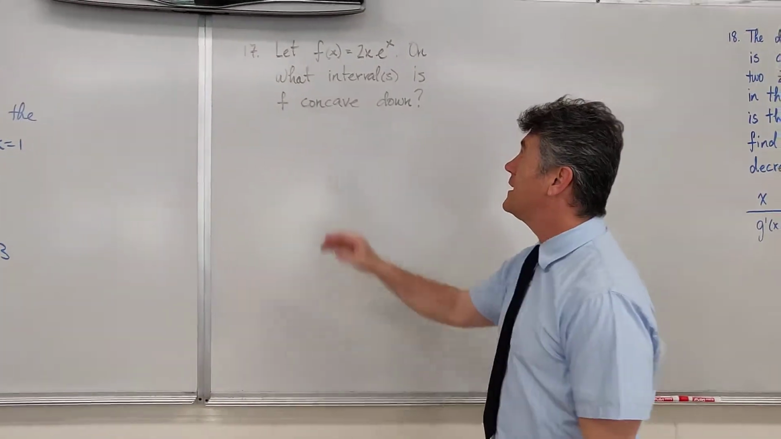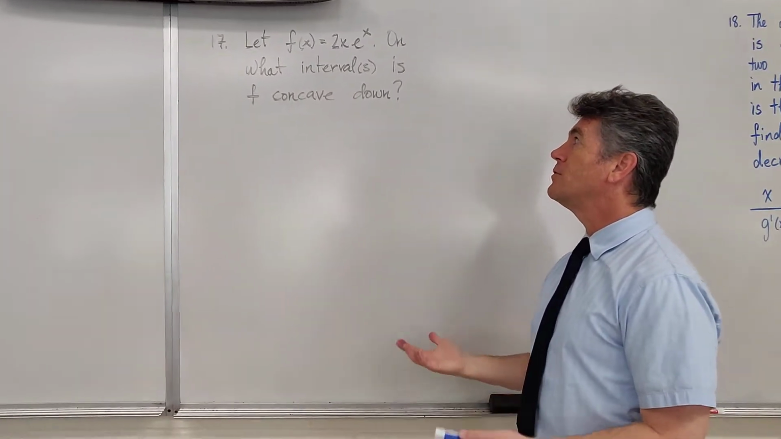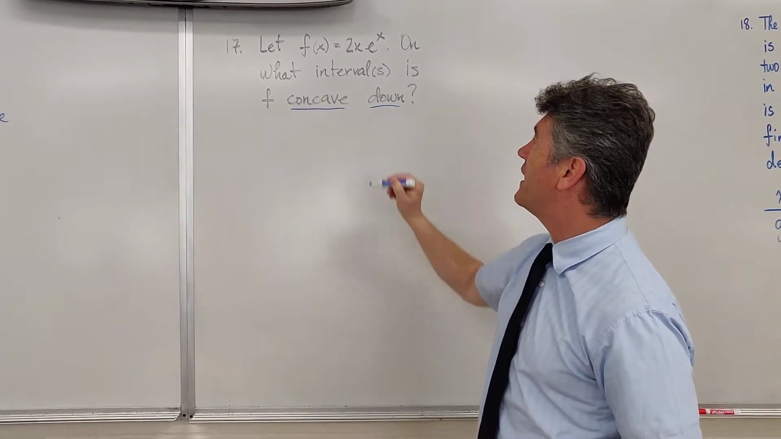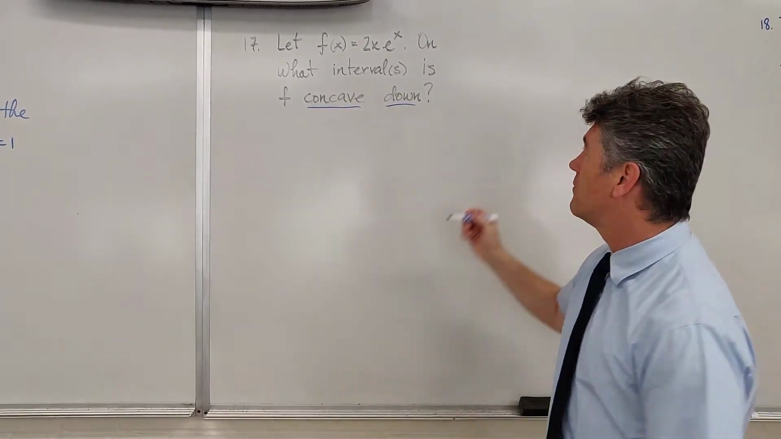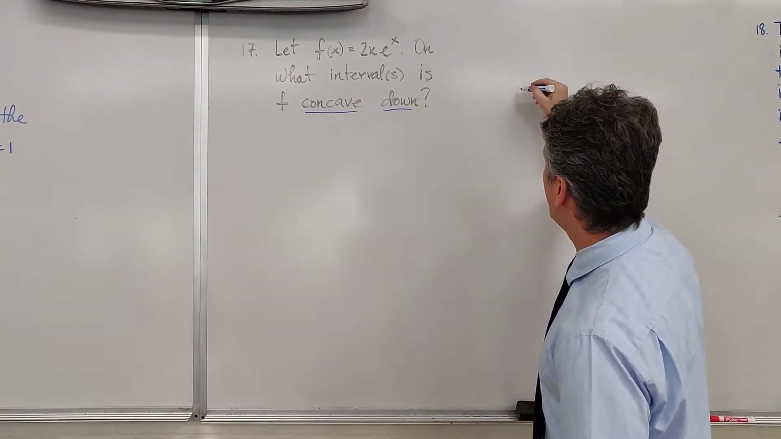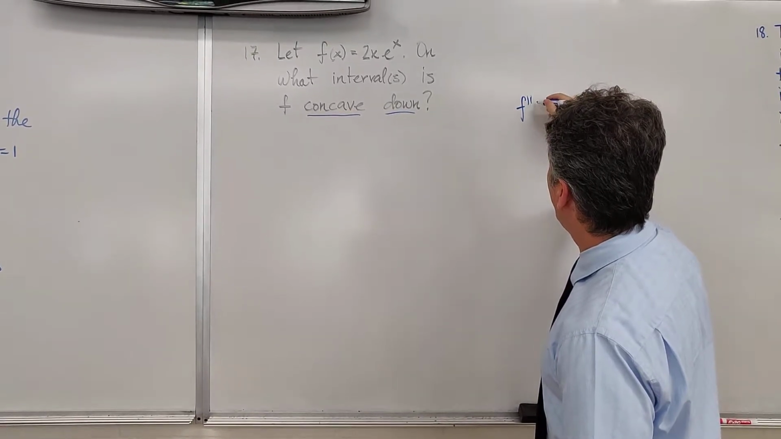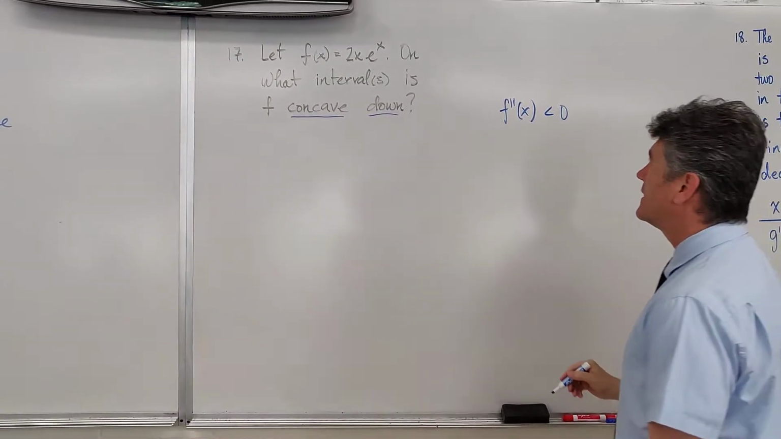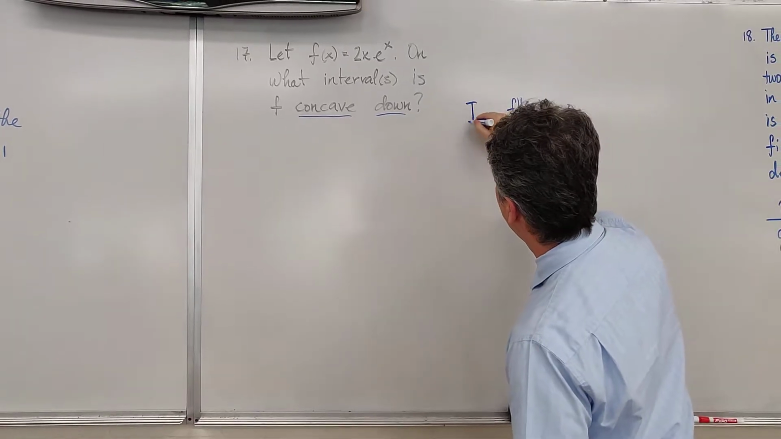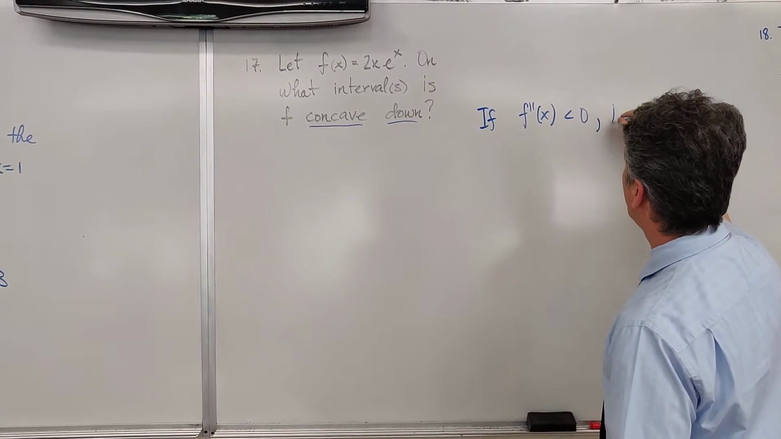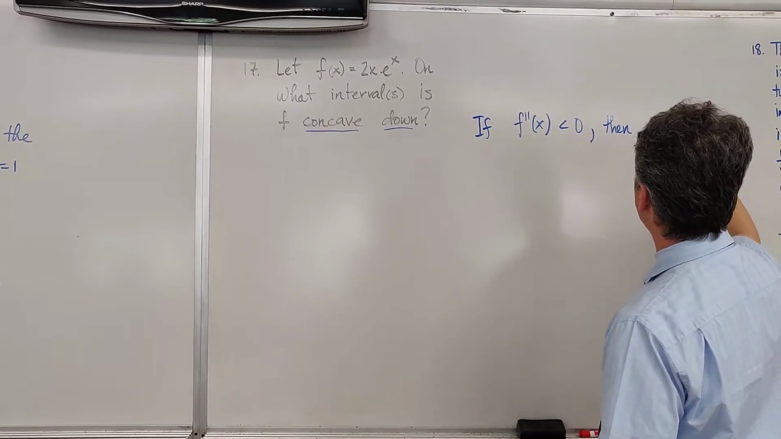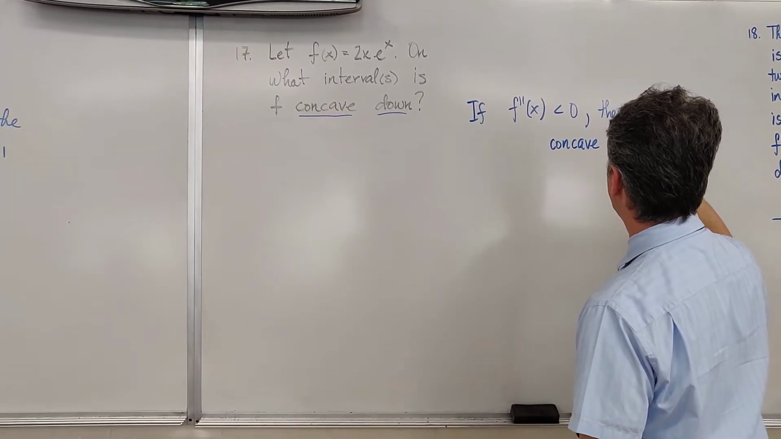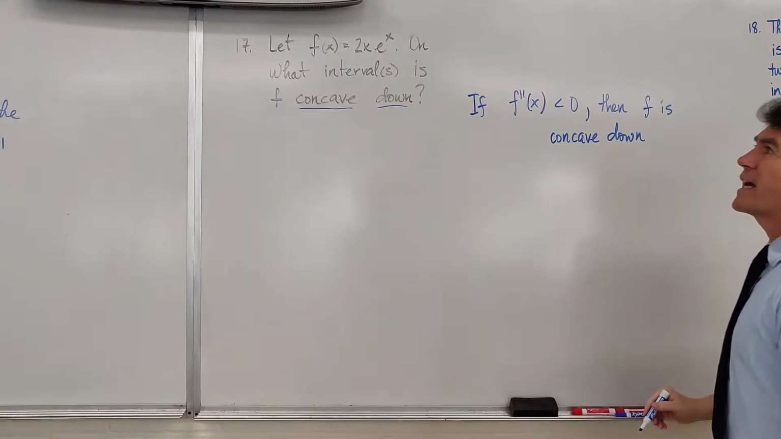Question number 17 has to do with concavity. Better yet, it has to do with when a function is concave down. Again, a short review. When is a function concave down? A function is concave down when the second derivative is less than 0. So if f double prime of x is less than 0, then f is concave down.